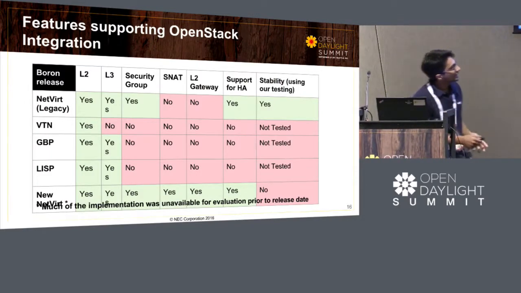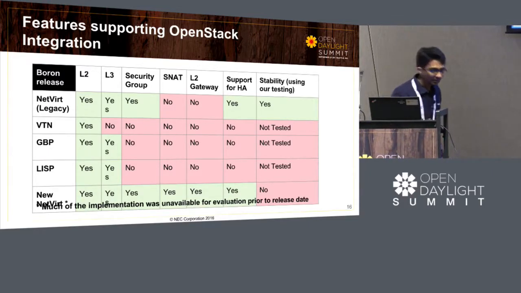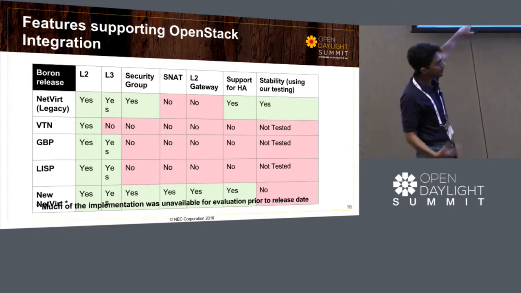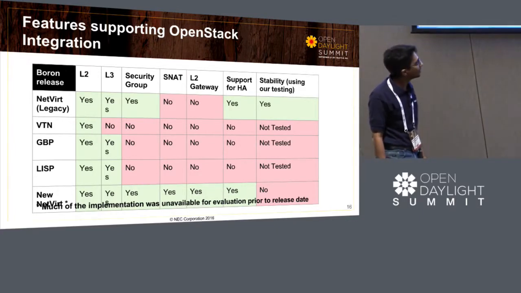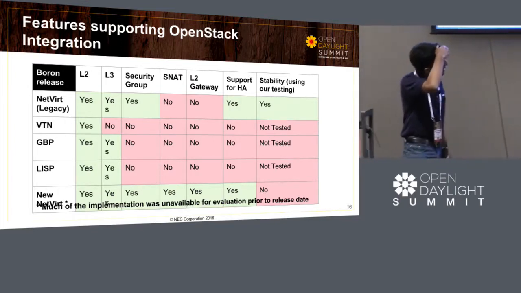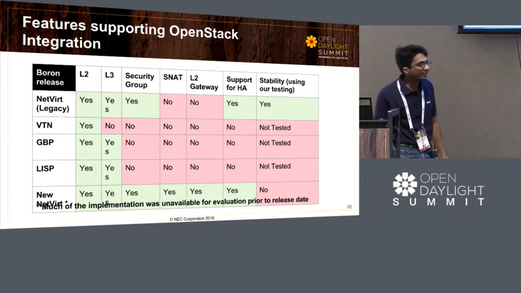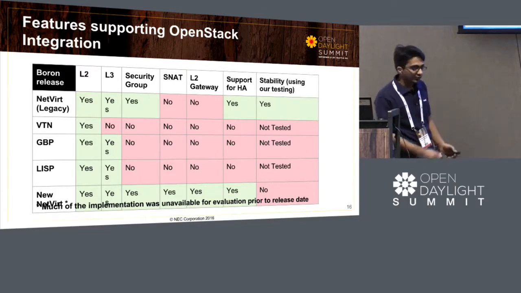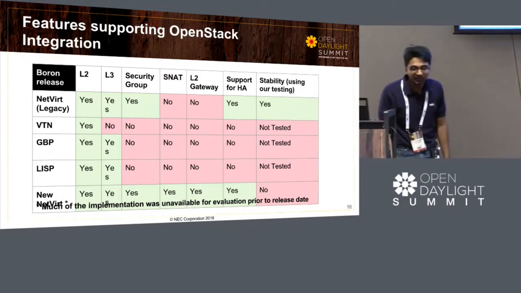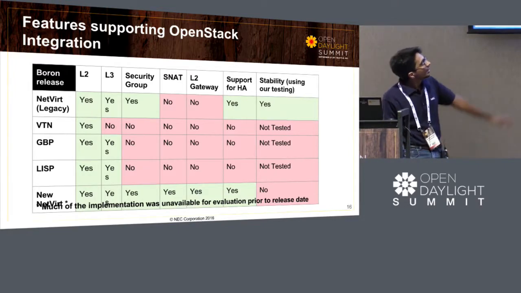Here is where we tried to list our requirements and how different projects were supporting them. At the time of evaluation, the new Netvirt was something that had just started in Boron. It was supporting most of the features that we required, but the only problem was that it was newly coming in, and most of the features were not in by the time we were evaluating. For those reasons, we had to go with the legacy Netvirt, which was already in place and was partially supporting some of the features we required.